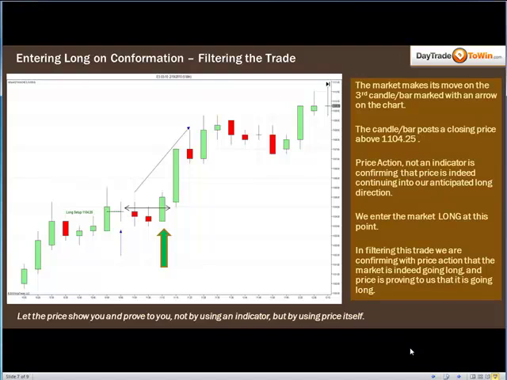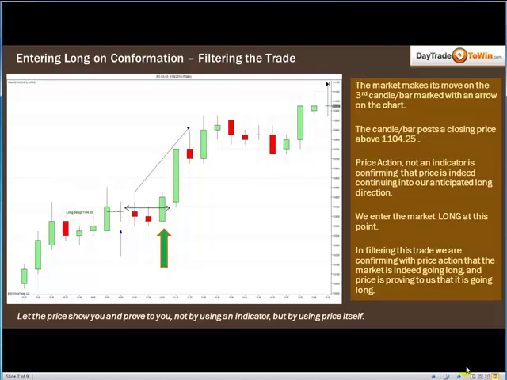So the confirmation to enter long and filtering this trade really occurred on the third bar after we got hit or tagged 1104 quarter. The market makes its move on the third candle or bar I have here marked with the green arrow. The candle or bar posted a close above 1104 quarter. Okay? As you can see right there. Price action, not an indicator, is confirming to us that price is indeed continuing in our anticipated long direction.